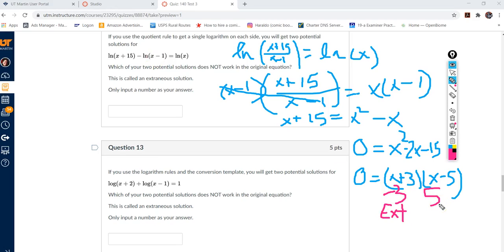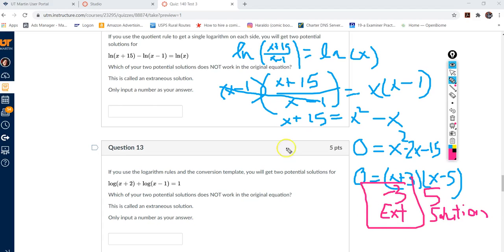What about 5? Is it a proper solution or an extraneous solution? If I plug 5 into there, I have natural logarithm of 20, which is positive. If I plug 5 into there, I have natural logarithm of 4, which is positive and positive. This is the proper solution. You were asked for the extraneous solution.